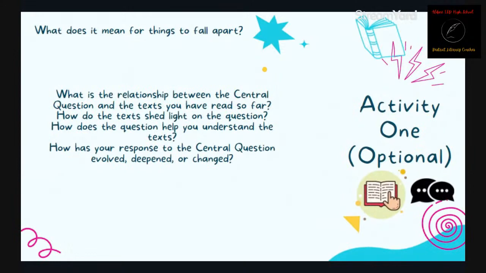Next, still in Activity 1, they review the unit central question, what does it mean for things to fall apart? Consider all of the texts you've read in this unit and discuss the questions on the screen with a partner or small group. What is the relationship between the central question and the text you have read so far? How do the texts shed light on the question? How does the question help you understand the text? How has your response to the central question evolved, deepened, or changed? They record their responses in their learning log. They will return to them in later lessons to examine how their understanding of the central question has evolved.